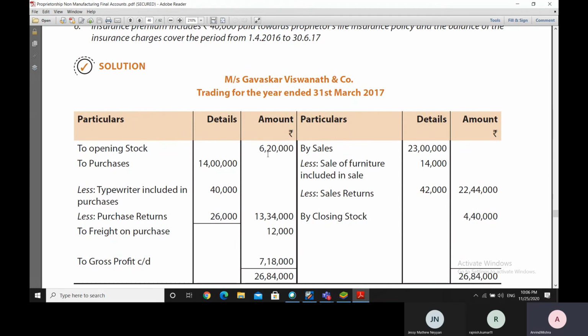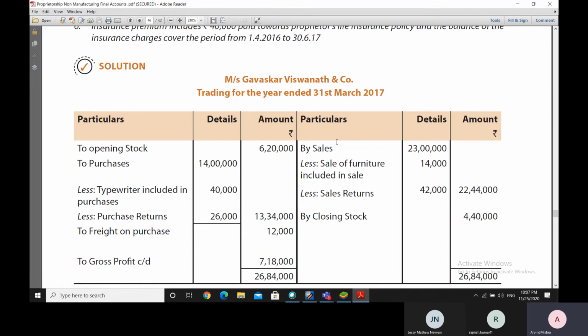So the opening stock is shown as 6,20,000. Purchase is there, and the typewriter, which has been included in purchase, is reduced from the purchases because it has to be taken into the balance sheet straight away as an asset. So we are reducing the typewriter from purchase, and we are reducing purchase return also. And finally, we get a purchase of 13,34,000.